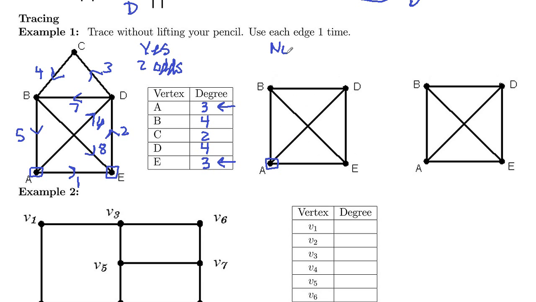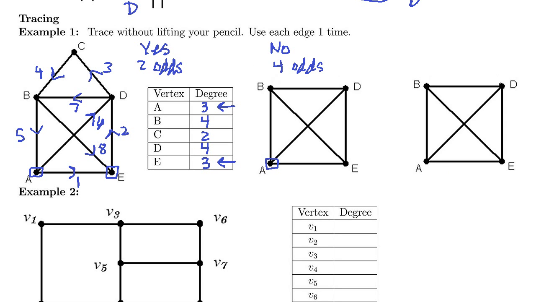That's a no. And if you look at the degrees of each of these vertices, they're all 3. 1, 2, 3, 1, 2, 3, 1, 2, 3, 1, 2, 3. So we've actually got 4 odd vertices there.